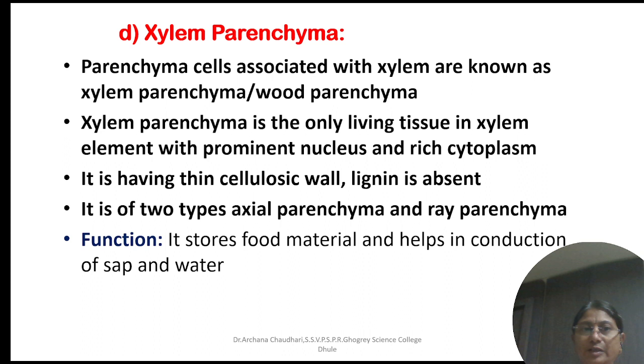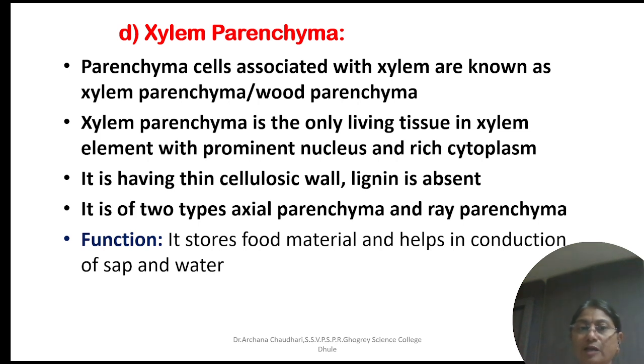The fourth element is xylem parenchyma. Parenchyma cells associated with xylem are known as xylem parenchyma or wood parenchyma. Xylem parenchyma is the only living tissue in the xylem element, with a prominent nucleus and rich cytoplasm. It has a thin cellulosic wall and lignin is absent. It is of two types, axial parenchyma and ray parenchyma.